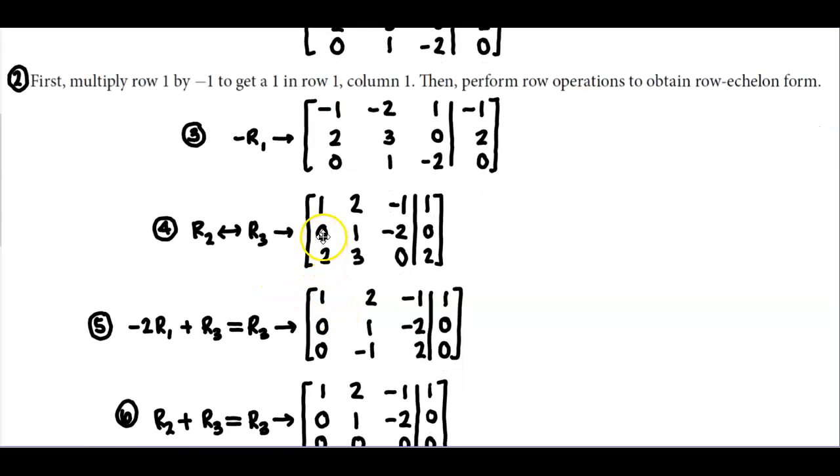Now that we have a 1 and then a 0 here, we want to get a 0 here. In order to get a 0 here, we're going to multiply this 1 by the opposite of positive 2, which is negative 2. So here's our row operation in step number 5. We're going to take negative 2, multiply it by 1, which is negative 2, plus 2 gives you 0. Negative 2 times positive 2 is negative 4, plus 3 gives you negative 1. Negative 2 times negative 1 is positive 2, plus 0 gives you positive 2. Negative 2 times positive 1 is negative 2, plus 2 gives you 0.